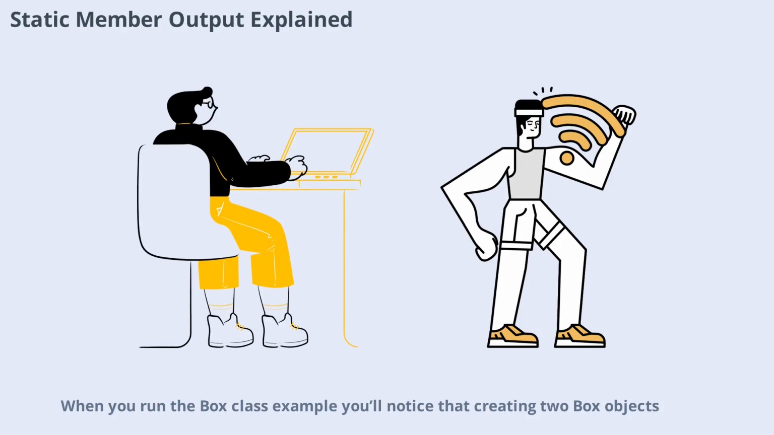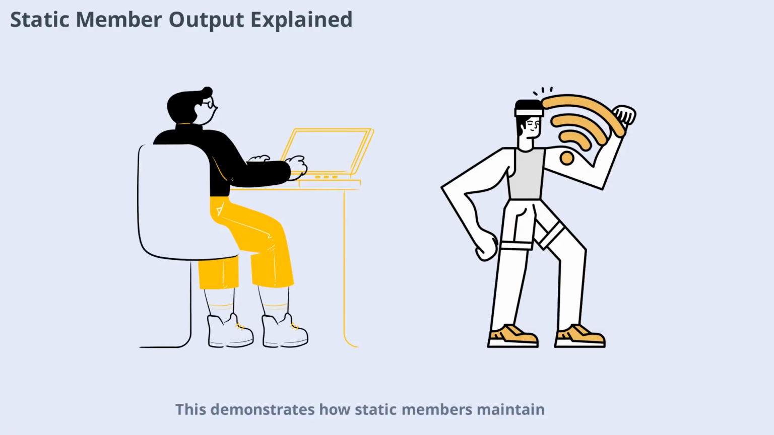If you run the Box class example, you'll notice that creating two Box objects results in the constructor being called twice. The static objectCount variable increases with each new object. When you print objectCount using either the class name or an object, the output is always the same, reflecting the total number of Box instances. This demonstrates how static members maintain a single value shared by all objects, making them perfect for tracking class-wide information.